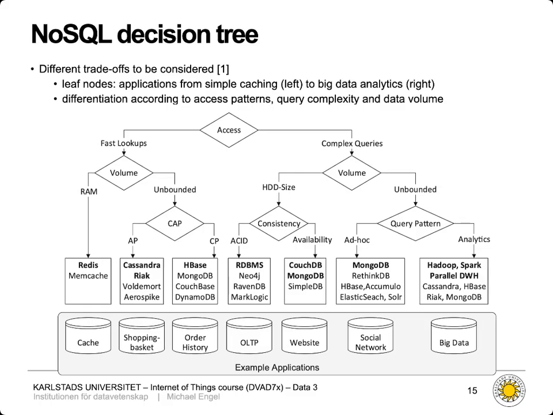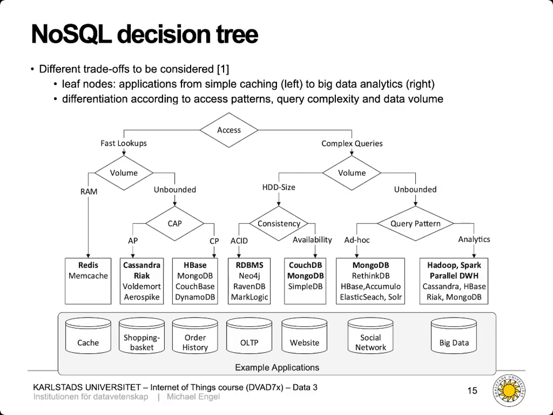So the big question is, if you want to use a NoSQL database in your IoT application, which one should we use? Because we have so many different ones, and they're just characterized by this common property that they're not SQL, not a relational database. So that's why I provided a NoSQL decision tree here from a paper that was published a few years ago. And this considers different trade-offs.